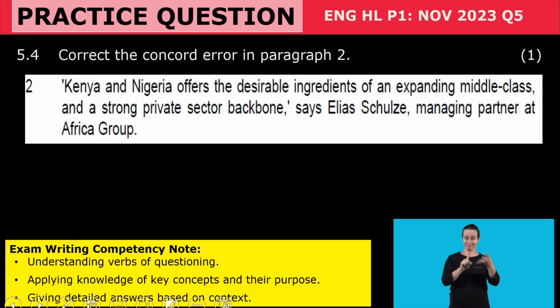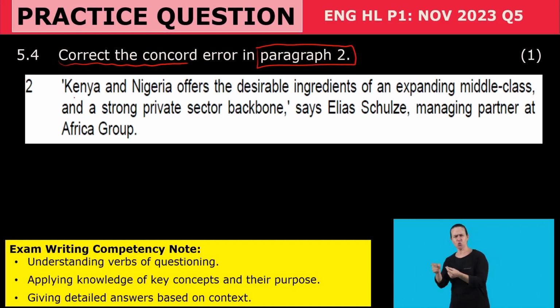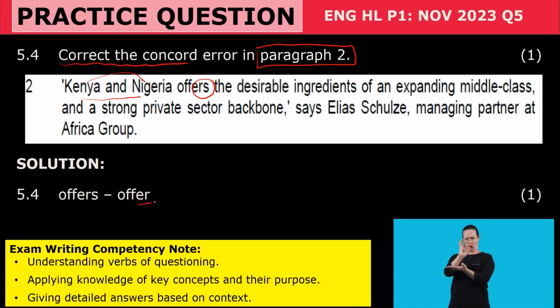Question 5.4, correct the concord error in paragraph 2. So concord is noun-verb agreement. The singular noun or plural nouns need to agree with the verbs. Here we have Kenya and Nigeria offers. Here we have two nouns, so offers should be offer without the S. Very simple for 1 mark.